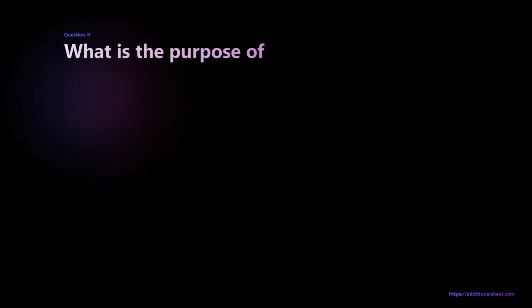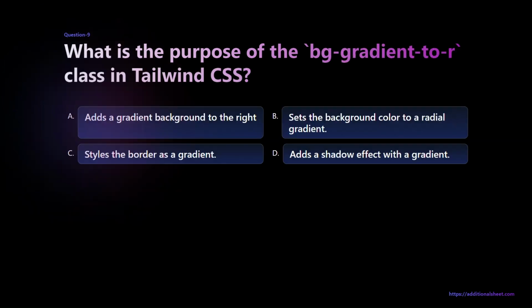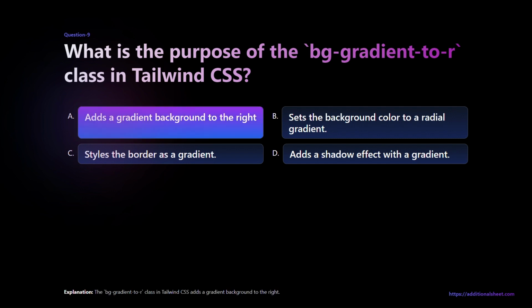What is the purpose of the bg-gradient-to-r class in Tailwind CSS? Option A, adds a gradient background to the right. Option B, sets the background color to a radial gradient. Option C, styles the border as a gradient. Option D, adds a shadow effect with a gradient. The correct answer is option A, adds a gradient background to the right.